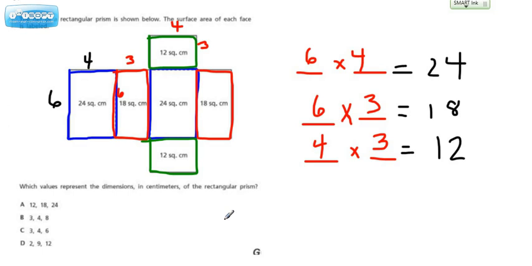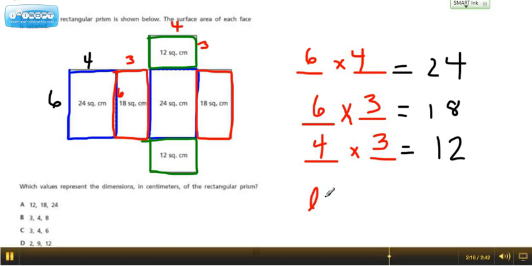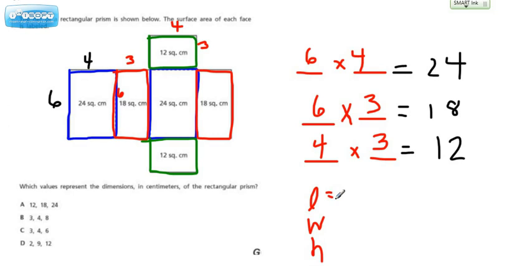All right, so when we talk about the dimensions, we're talking about a length, we're talking about a width, and we're talking about a height. So we might call this the length, 6. We might call this the width, 4, and we would call this the height, 3.